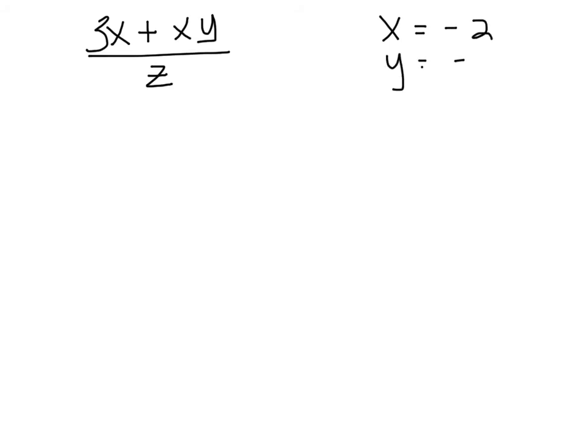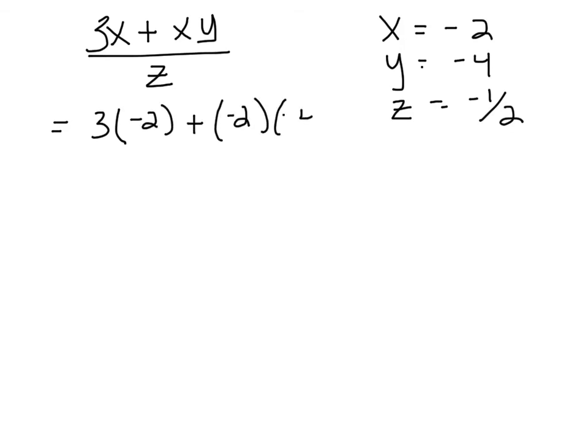So number 2 said 3x plus xy over z. And again, x was negative 2, y was negative 4, and z was negative 1/2. So we're going to plug in our values. 3 times x is that negative 2, plus negative 2 times negative 4, all over a negative 1/2. Now we've got the values plugged in.